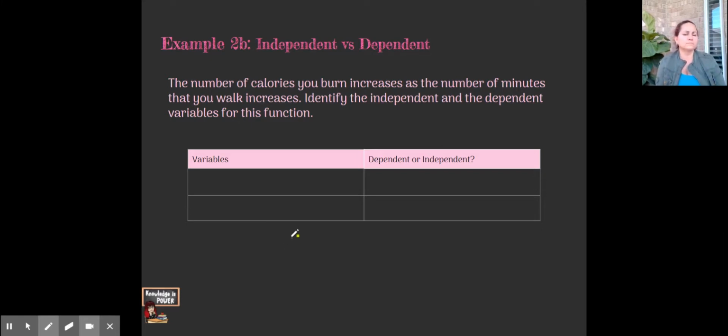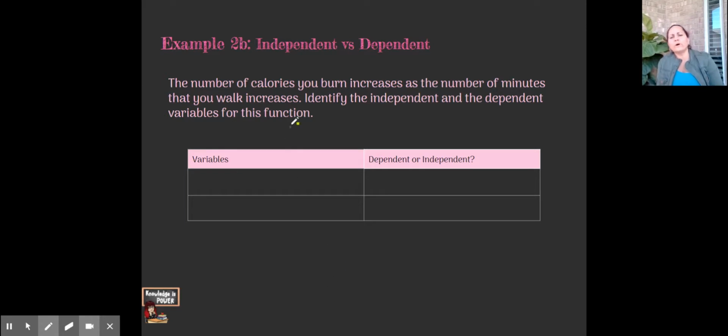Example 2B. Again, we have another scenario. The number of calories you burn increases as the number of minutes that you walk increases. Identify the independent and dependent variables for this function. So what are the two things that are in a relation here? What are the two things that we're comparing here?